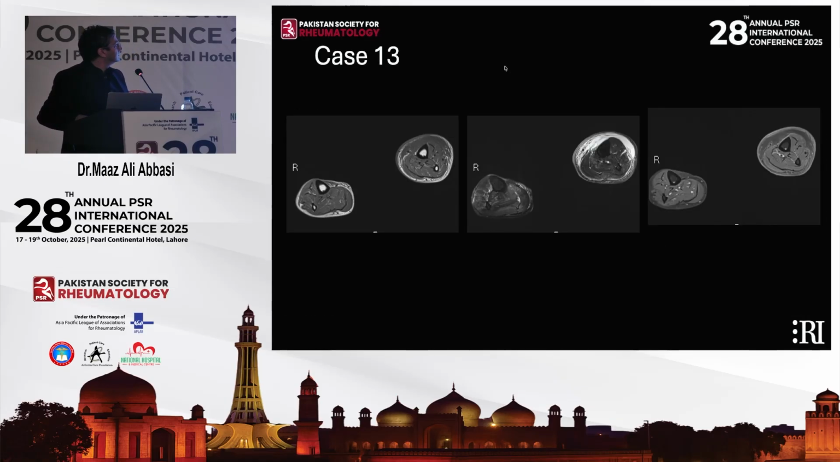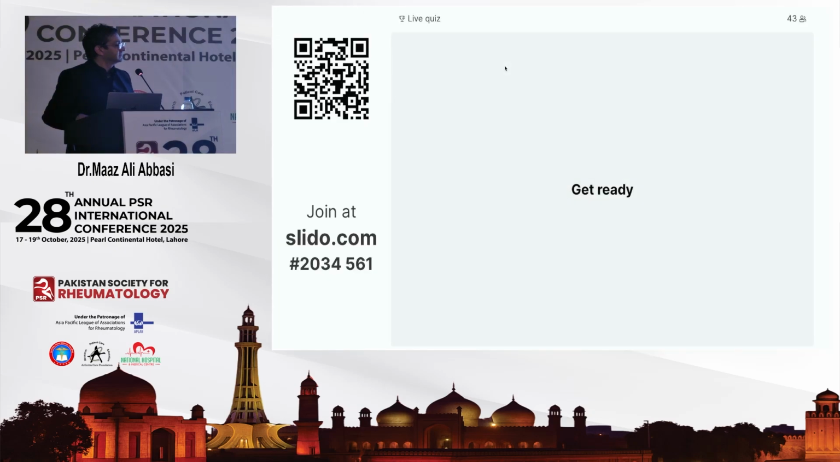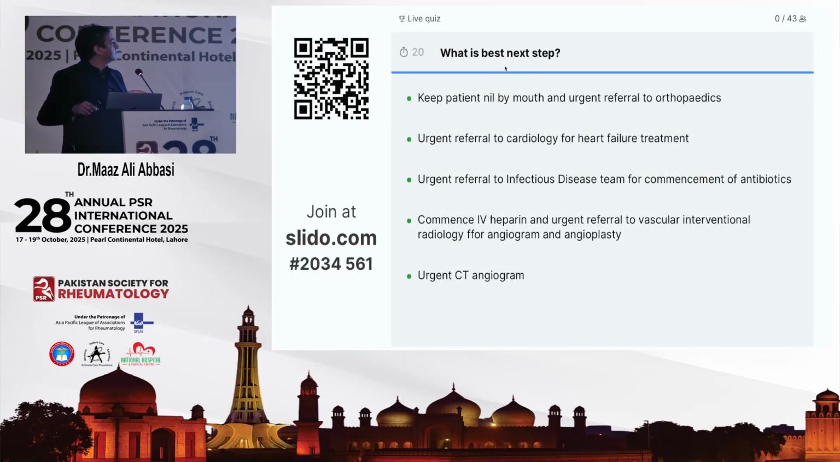Okay, now this is hard. This can be a career-ending scan for some people like me. Okay, here we go. That's a bit of a clue. Here we go. So what is the next best step? Keep patient nil by mouth, urgent referral to orthopedics, urgent referral to cardiology for heart failure treatment, urgent referral to infectious disease for commencement of high-dose antibiotics, IV heparin, refer to vascular interventional radiology, and urgent CT angiogram. Sorry for the typo in the spelling of 4.